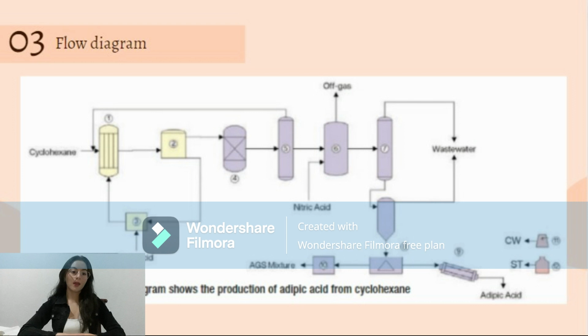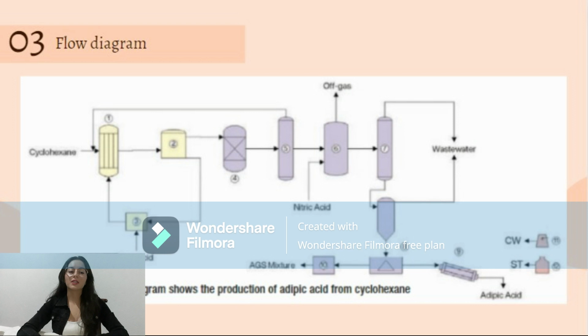Second oxidation step. Later, Ka oil is reacted with nitric acid in the presence of a copper vanadium catalyst to form adipic acid. This second oxidation step is very exothermic, so a high ratio of nitric acid to Ka oil is used, so that the nitric acid also acts as a heat sink, avoiding an uncontrollable reaction.